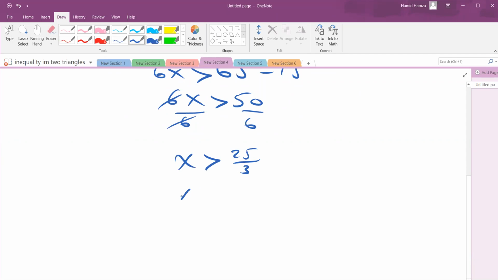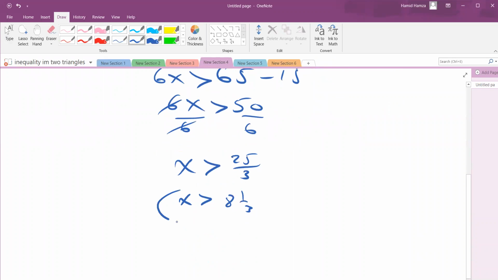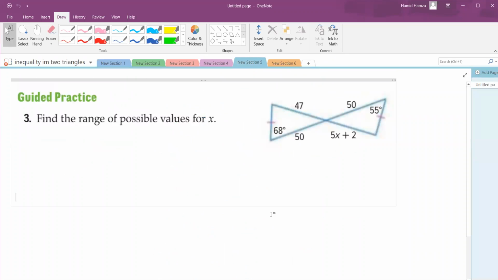We can change it to a decimal or a mixed number, so we can write it as a mixed number, 8 and 1 over 3. So the value of x must be any number greater than 8 and 1 over 3. Got it, guys? Yes.